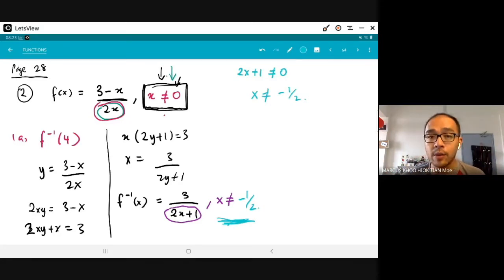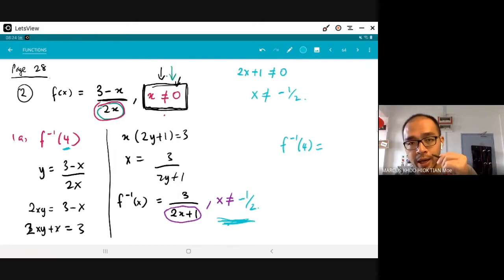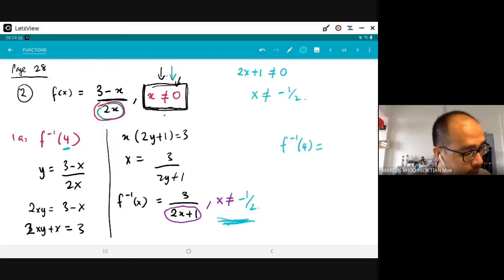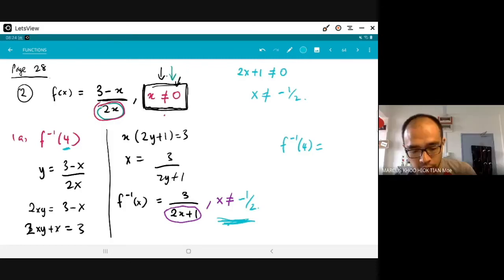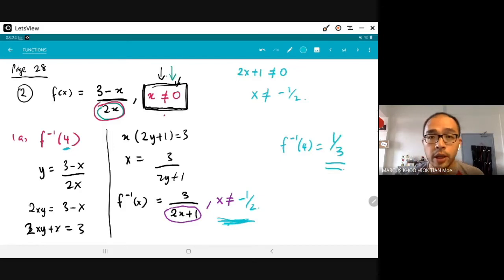But we are not finished, because the question asks for 4. So what do we do? We substitute 4 in. Can you calculate for me and tell me the value of the inverse function when we substitute 4? Anybody can answer this except Terence, otherwise everything will depend on Terence only. So the person who answered 3 over 9. Okay, can you simplify that, Liana? 1 over 3. Alright, very good. Okay, 1 over 3.